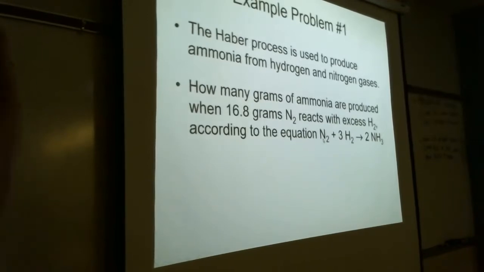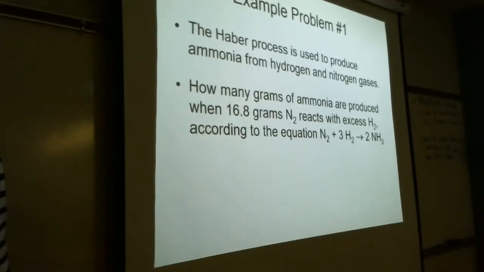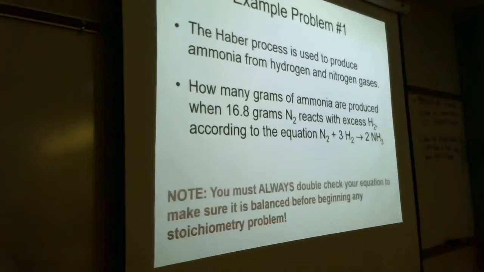Okay, so we're going to go through this step by step. Everybody ready to go through this? Here we go. Let's get our stoichiometry on. First of all, we need to ask, is this equation balanced? Two nitrogens, six hydrogens. Yes, this is balanced.